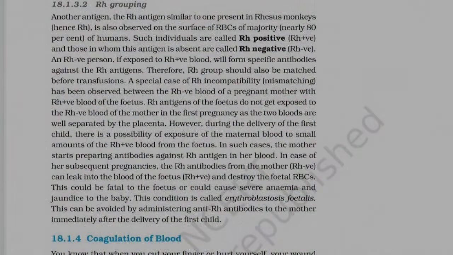In such cases, the mother starts preparing antibodies against Rh antigen in her blood. In case of her subsequent pregnancies, the Rh antibodies from the mother, Rh negative, can leak into the blood of the fetus, Rh positive, and destroy the fetal RBCs. This could be fatal to the fetus, or could cause severe anemia and jaundice to the baby. This condition is called erythroblastosis fetalis. This can be avoided by administering anti-Rh antibodies to the mother immediately after the delivery of the first child.